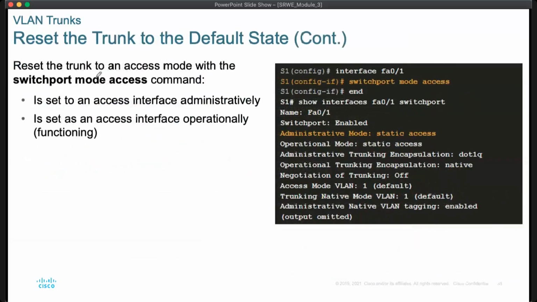Then reset the trunk to an access mode with the switchport mode access command. It is set to an access interface administratively and operationally. Then go back to check again, and the switch is enabled and the mode changed to static access.